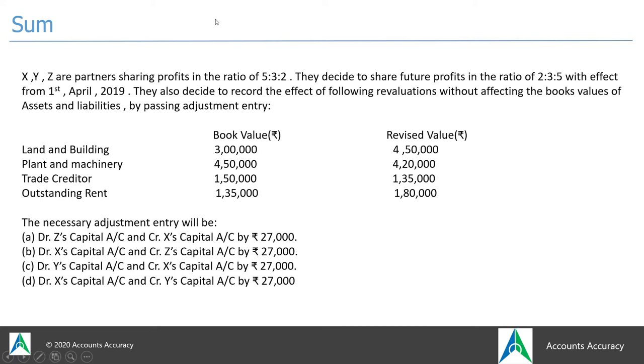So in this question you can see XYZ were sharing profit and losses in the ratio 5:3:2, whereas their new ratio is 2:3:5. So it has changed. And apart from that, here you can see land and building, plant and machinery, trade creditor, outstanding rent, these all are provided with their book values along with their revised value. So that means there is a change in all the values of assets and liabilities, but still it has to be settled just by passing a journal entry. And you have to choose out of these four options which option is correct.